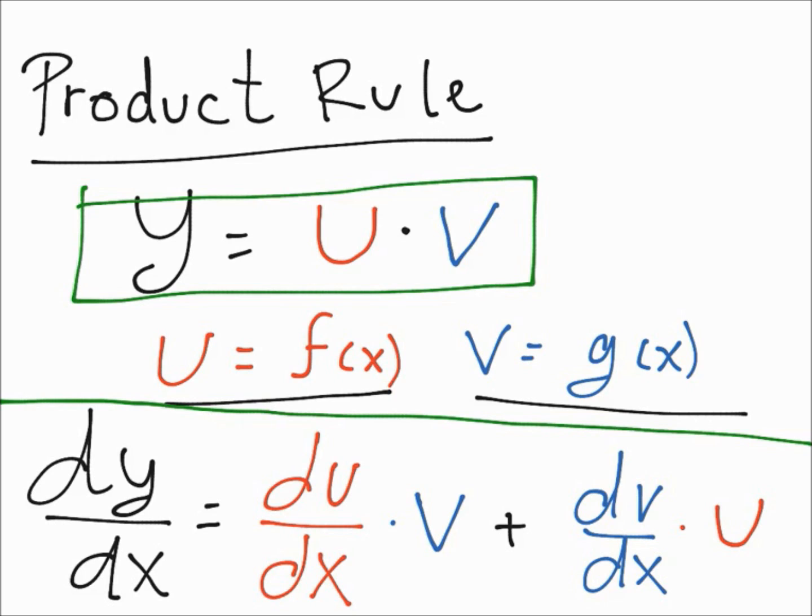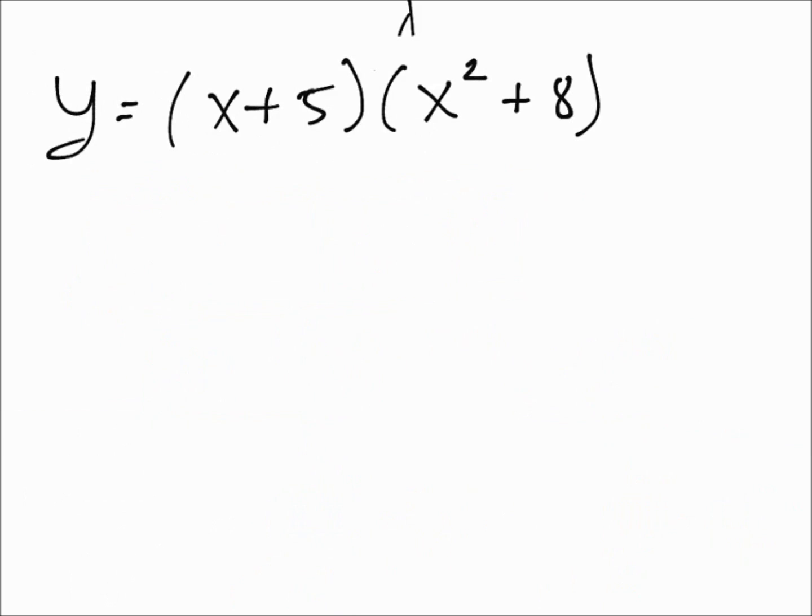I don't recall if I explained what the dy over dx means. Dy over dx means the derivative of y, so our function right here, with respect to x. So because x is our variable. And the same applies for du dx, that is the derivative of this function with respect to x. There's not much to talk about this, so I'll just solve a few problems.